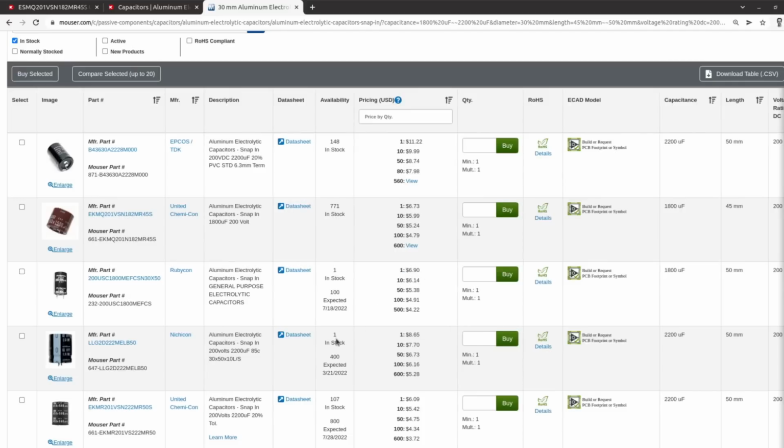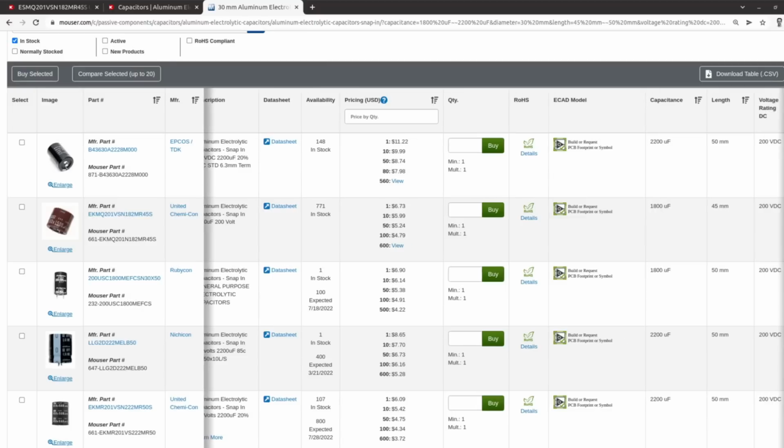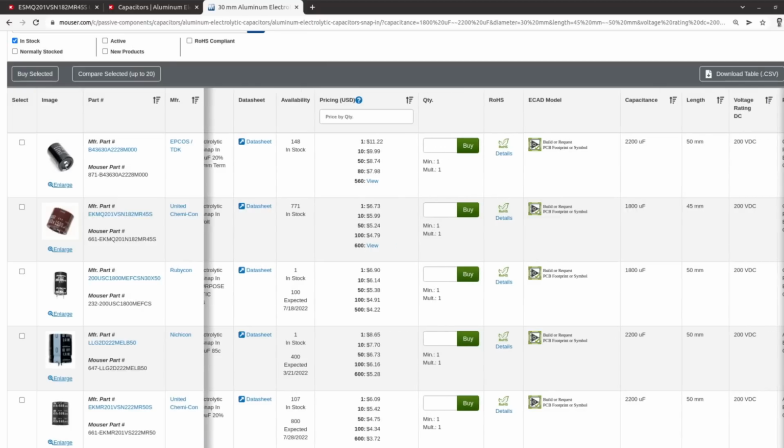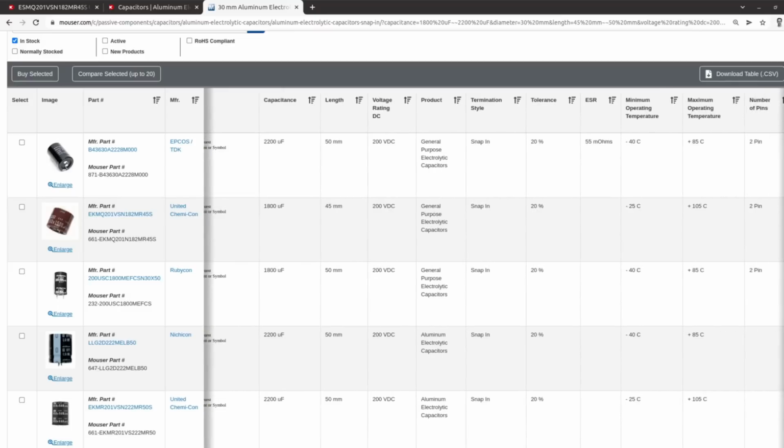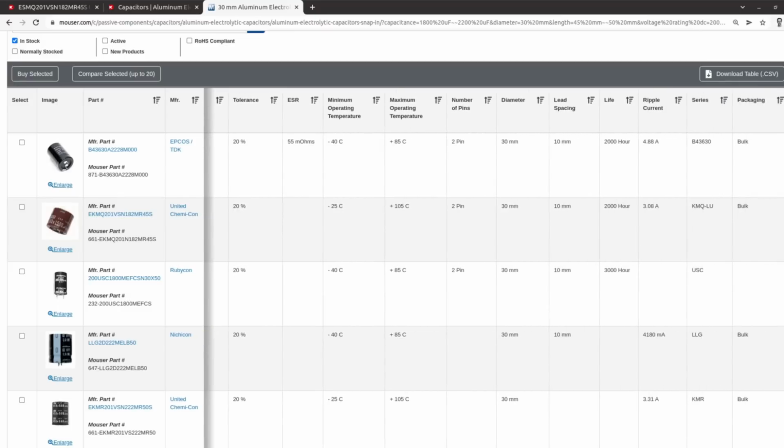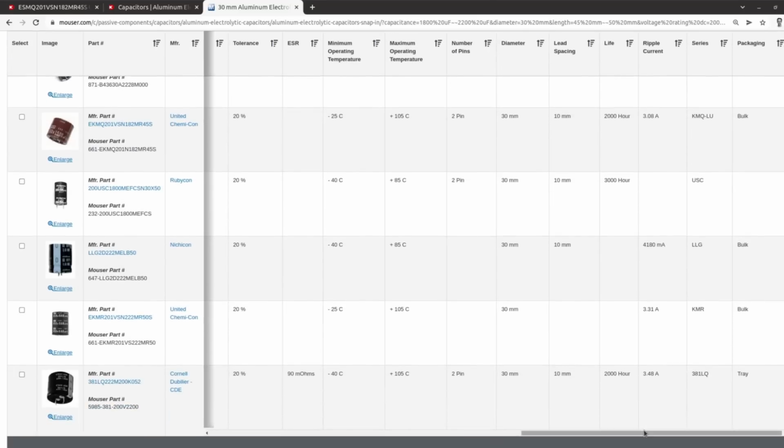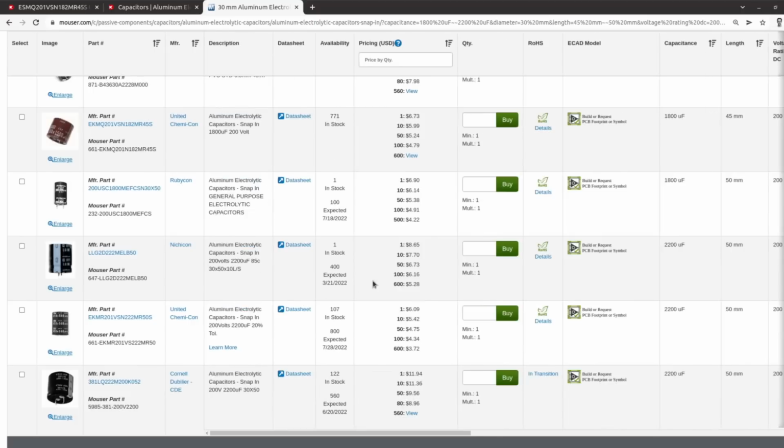Not interesting, only one of these as well, Nichicon. These are available. United Chemicon, 2200 microfarads. Is it the same one we've seen before? No, this is a different series, KMR, with lower ripple current. And this one is also lower, not interesting. So, nothing better than we found on DigiKey.